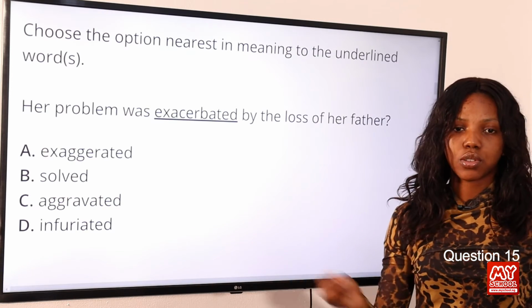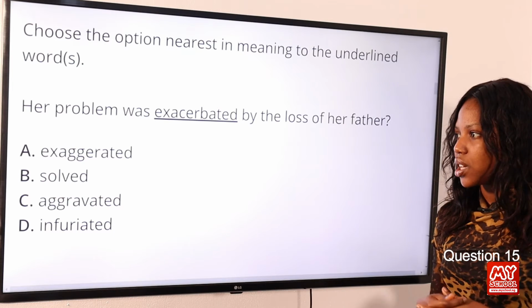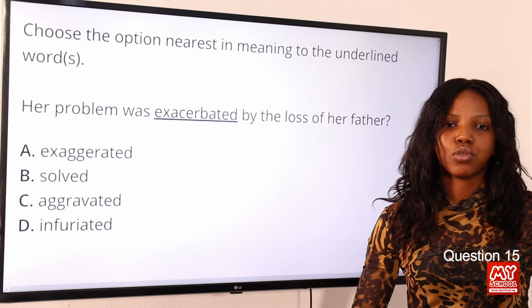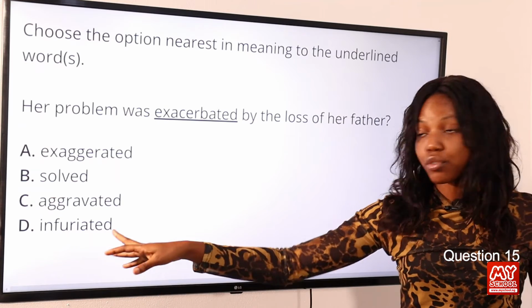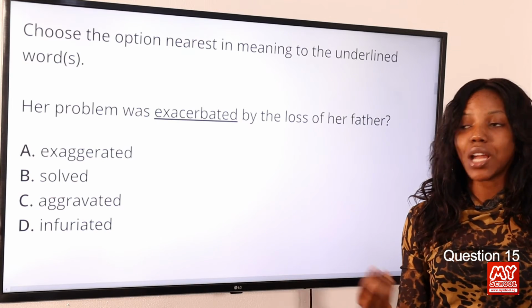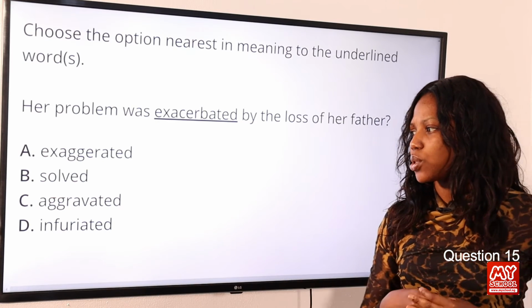Okay, exacerbated also means to make worse or to worsen. Exaggerated is to represent something to be more extreme. Okay, infuriated is to make someone angry. So the answer to this question is option C, aggravated.